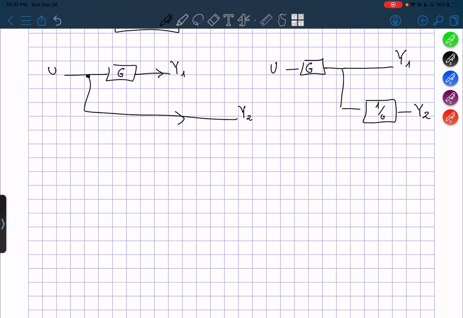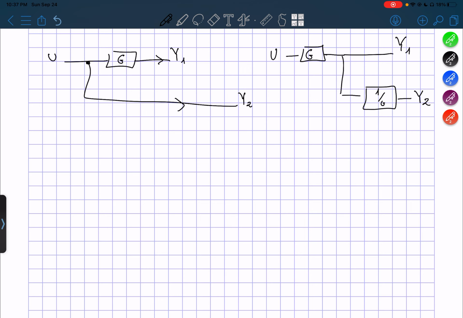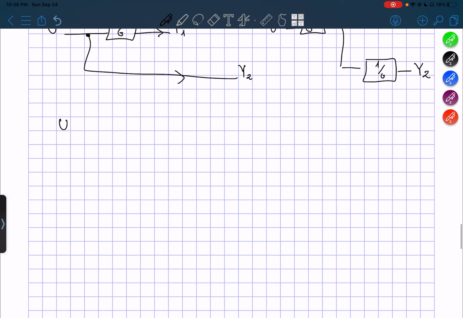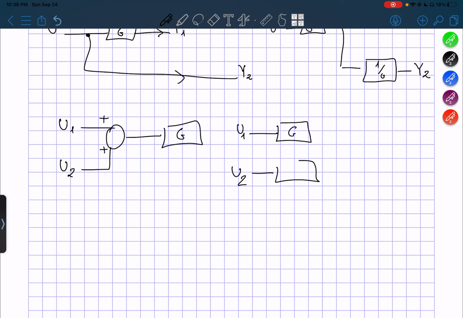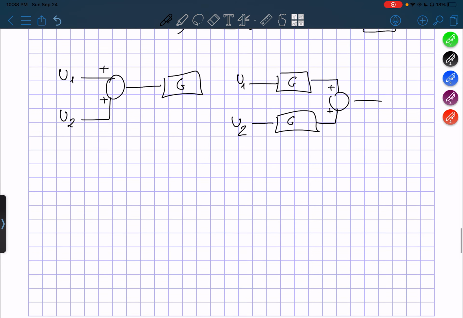Now, one other thing that we can do is, of course, moving a block. So, for example, let's say we have two inputs, u1 and u2, and they come together, both plus, and we have our g here. Well, what can we do? We can take our u1 multiplied by g, take our u2 multiplied by g, and then add them together. Of course, we can do this with the minus as well. I'm just not going to show it.